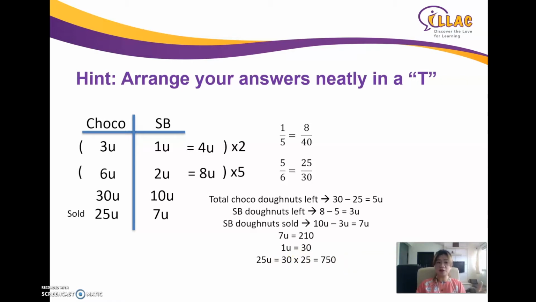How many donuts did I sell altogether? Chocolates and strawberry. So 750 is chocolate, 210 is strawberry, add together 960 donuts sold. Okay, so this is how you use T model to solve this situation changing questions. Right, now I'm going to move on to another method for you, which is the quantity versus the value question.